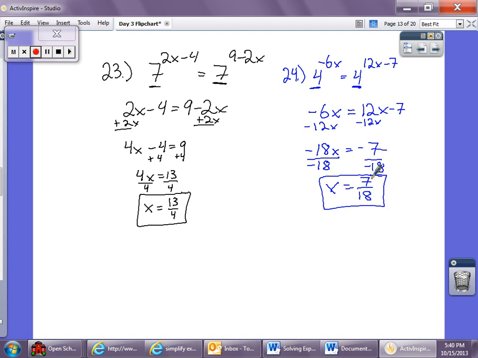And then you can work on 25 through 32. And that is looking at solving the exponential equations. We need to get the bases to be the same.